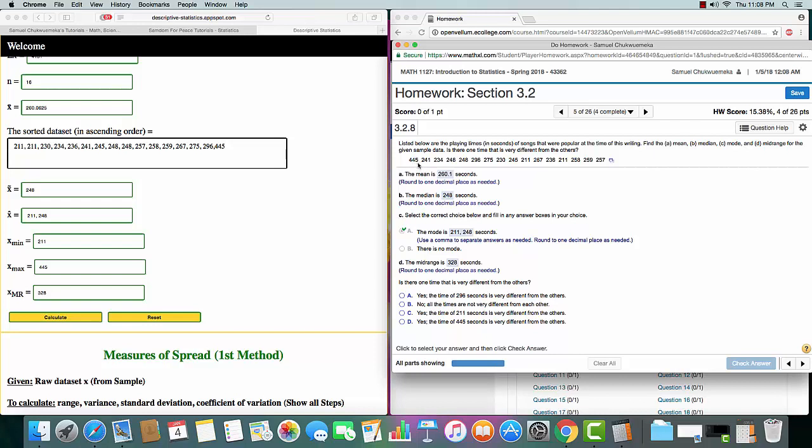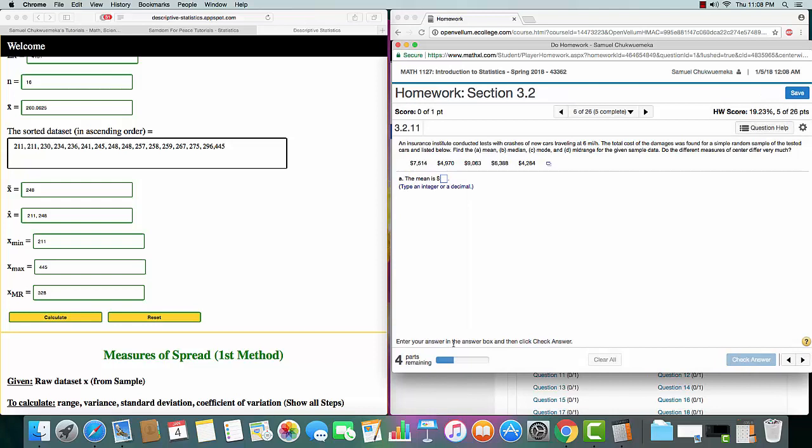If we take 5% of 445, I'm sure it's more than all these values. So it differs significantly, so B is not the correct option, okay? C: yes, the time of 211 seconds is very different. No, C is out. D: yes, the time of 445 seconds is very different from the others. Yes.